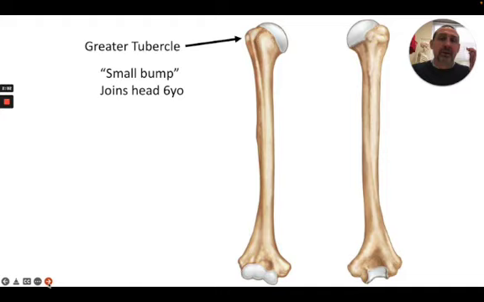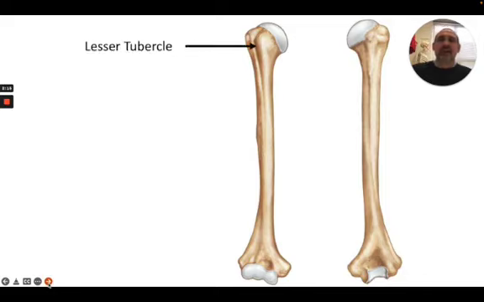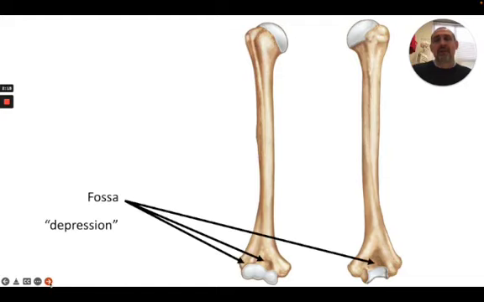Tubercle just means bump. So on the superior part of the humerus, there's a greater tubercle that usually fuses around 6 years old. There's a lesser tubercle, a smaller bump toward the epiphysis of the humerus.